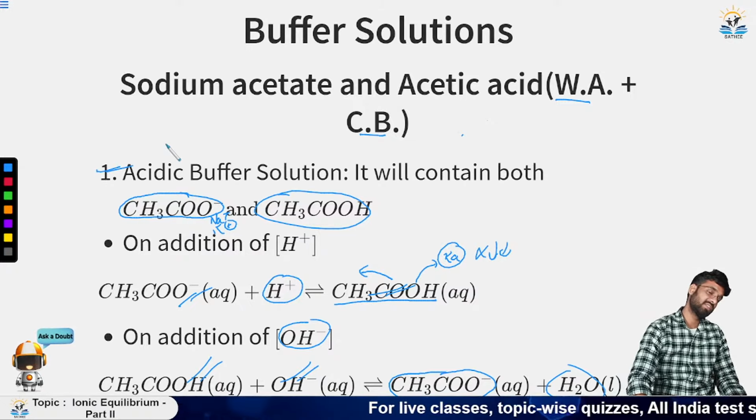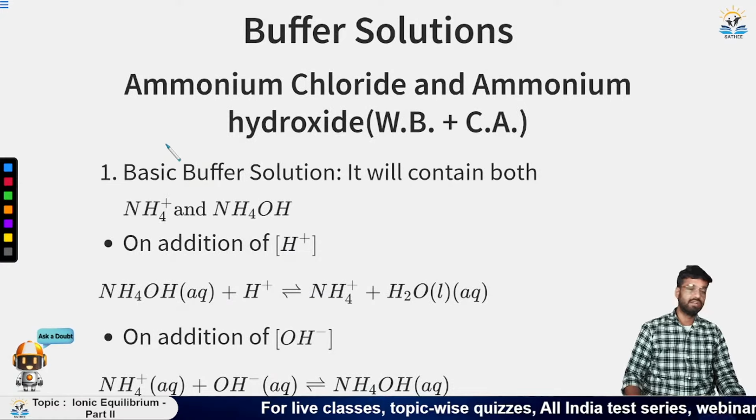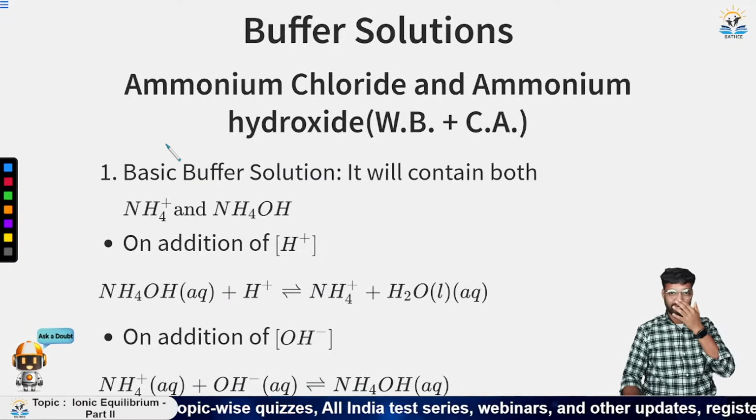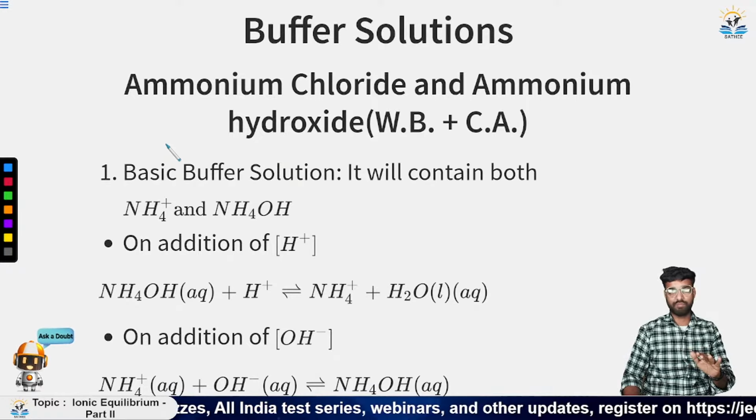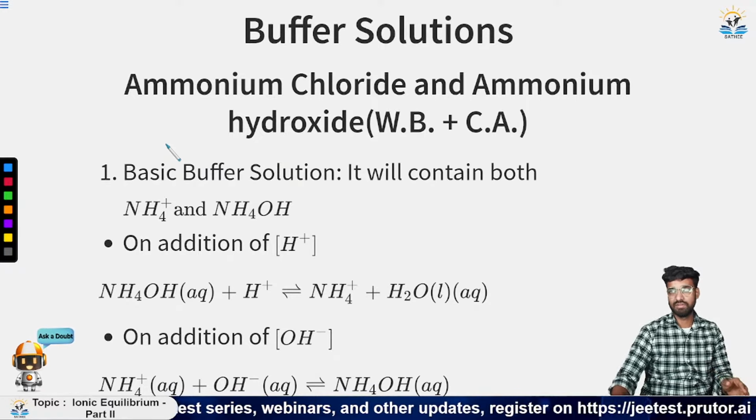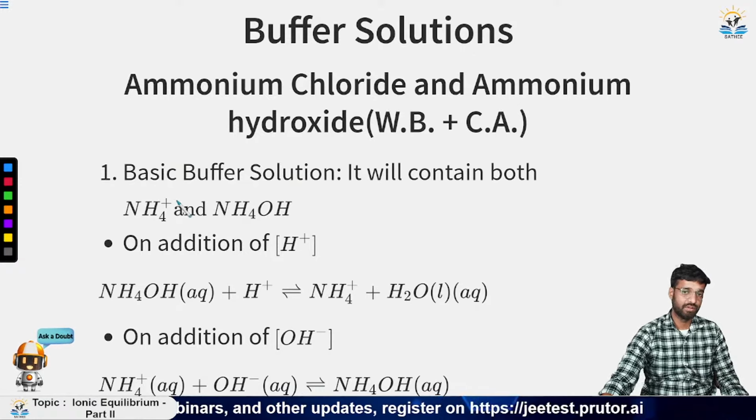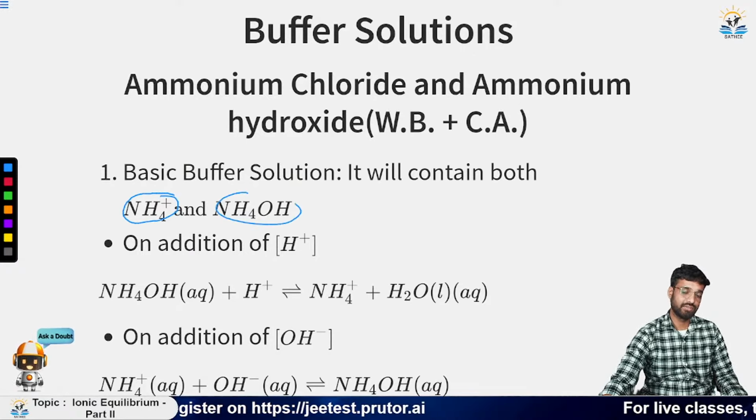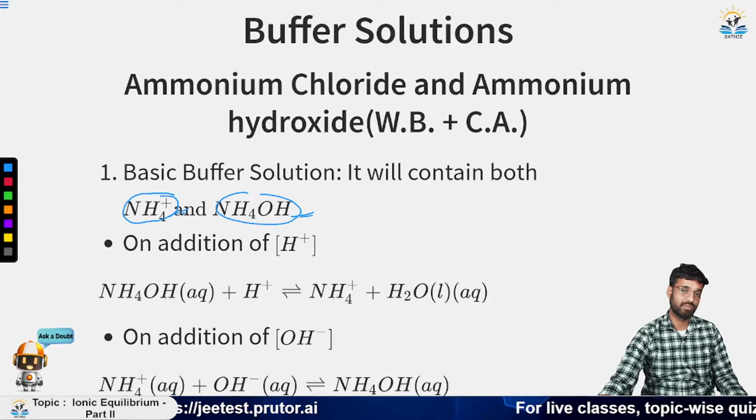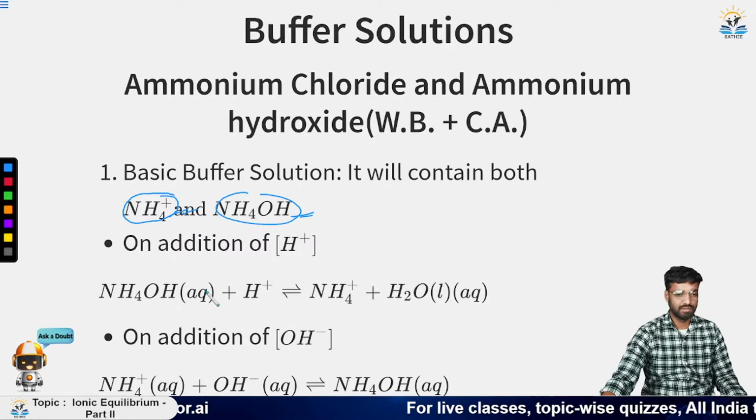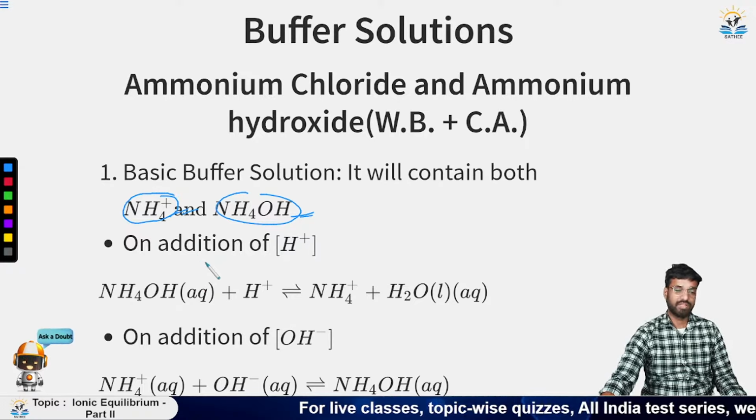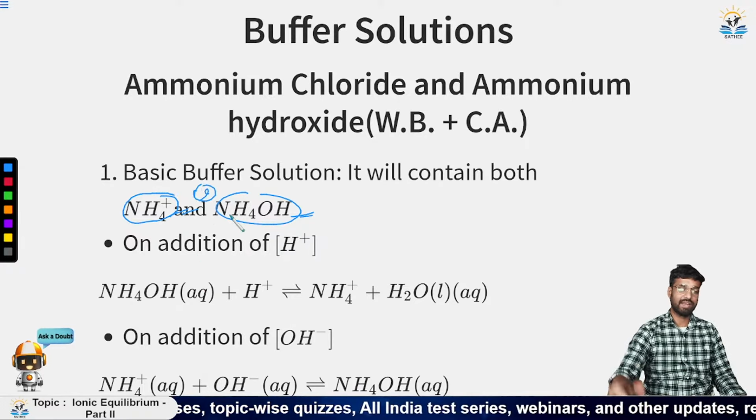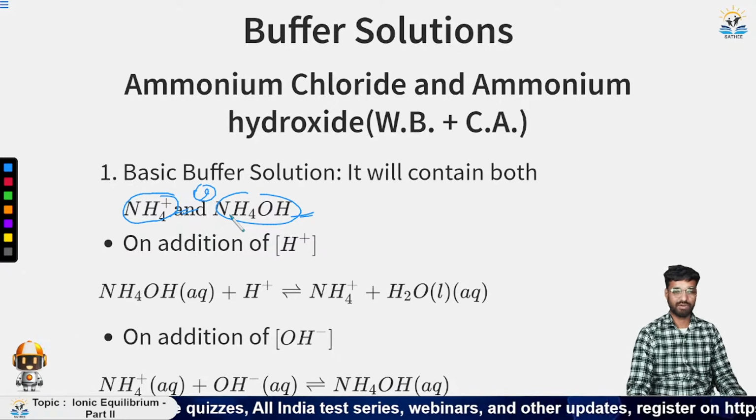So how does this buffer solution control this? Similarly, we have a basic buffer solution. The mechanism is quite simple and quite similar to the acidic buffer. Suppose we have NH4OH and NH4 plus. This is the base we have and its corresponding salt is here. Suppose we have NH4Cl, which can be any cationic and anionic part. We do not have to worry about it.